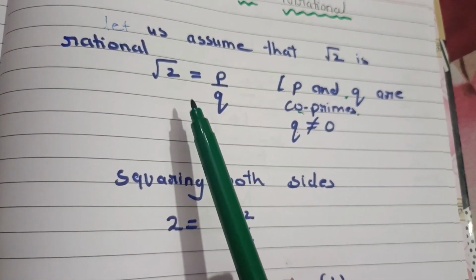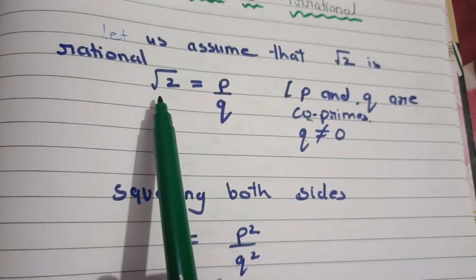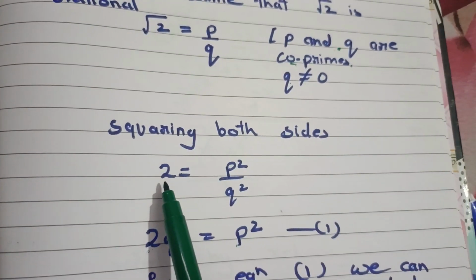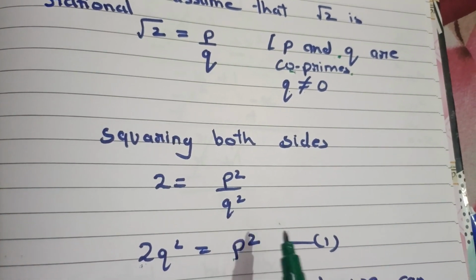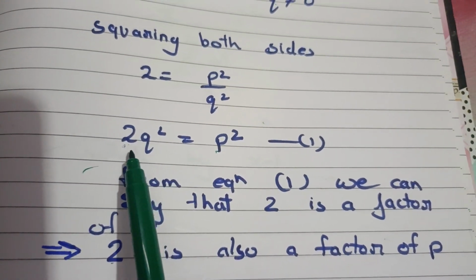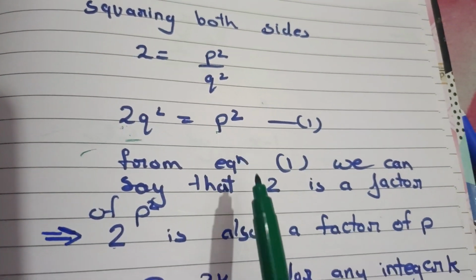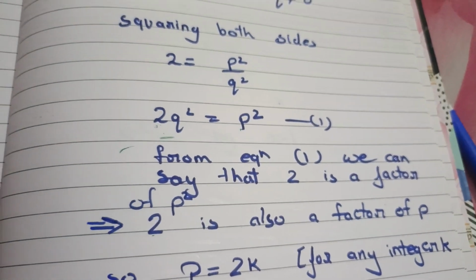Squaring both sides. So I'm solving this equation, squaring both sides. So by squaring root 2, we will get 2 is equals to P square upon Q square. So by solving this equation, we will get 2Q square is equals to P square. This is a very important equation for this proving part.